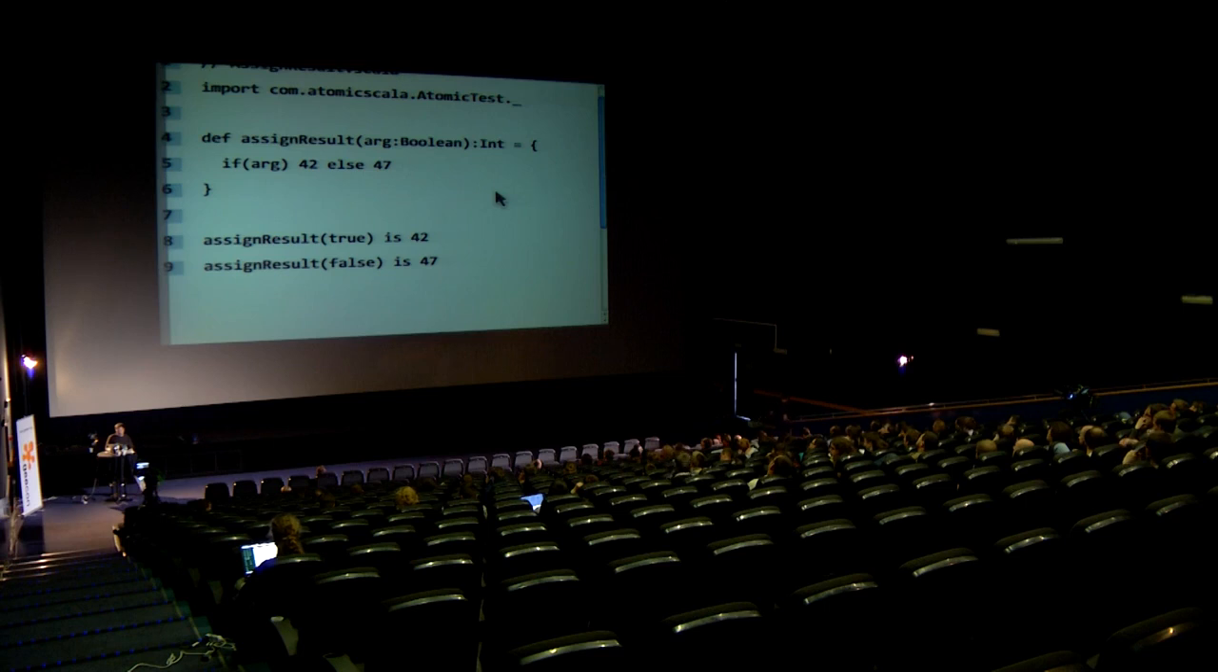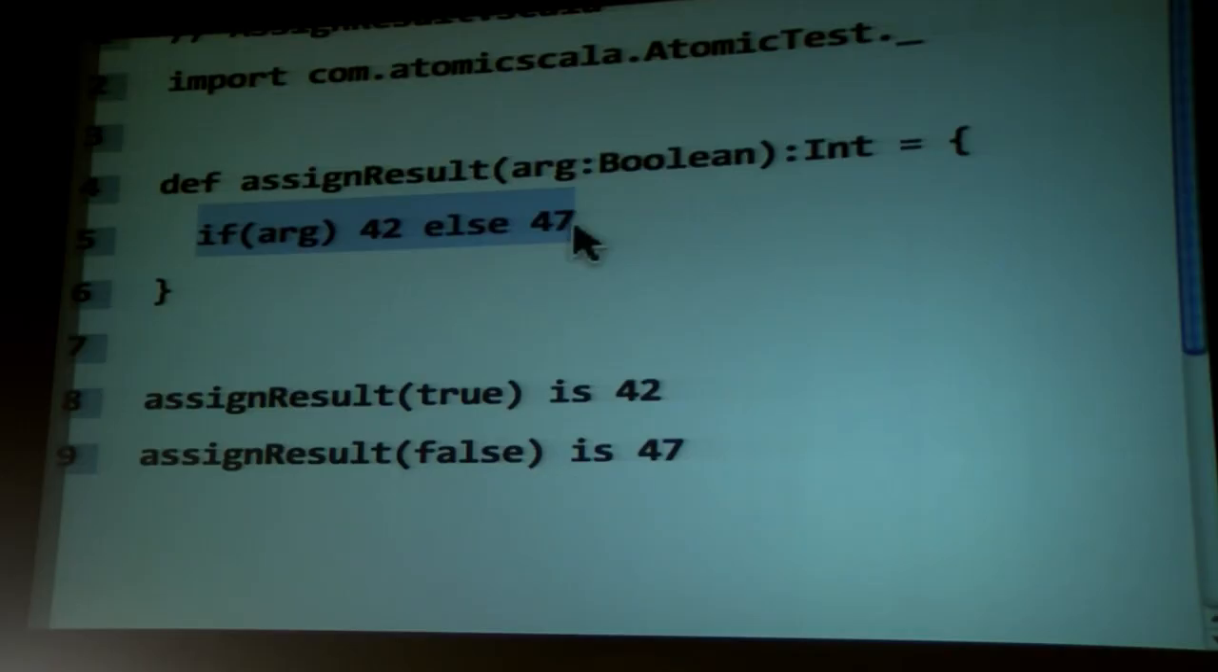All right. Here's an example of using basically the ternary operation. It's not an operator. So if arg 42, else 47, once again, this is an expression, and whatever it results in, 42 or 47, becomes the result of this entire expression. And since this expression is the last expression in the function definition, it becomes the result of the function. So if we pass it true, we get 42. If we pass false, we get 47.